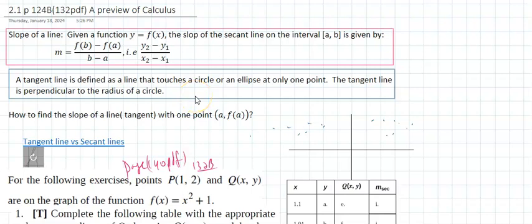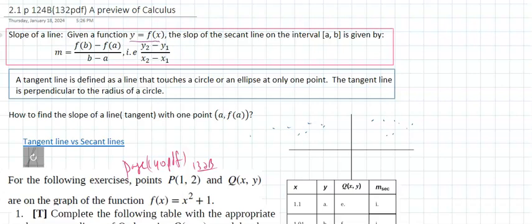Section 2.1 is on page 124 in the book, and if you download the PDF, it is on page 132 of the PDF. It talks about a preview of calculus. We start with the slope of a line given y equals f of x.